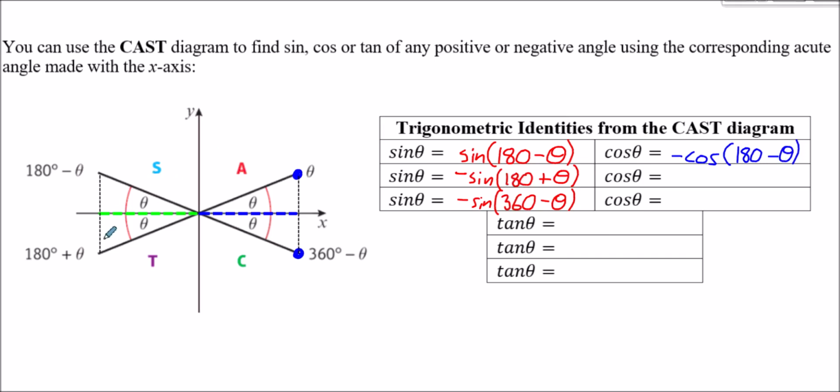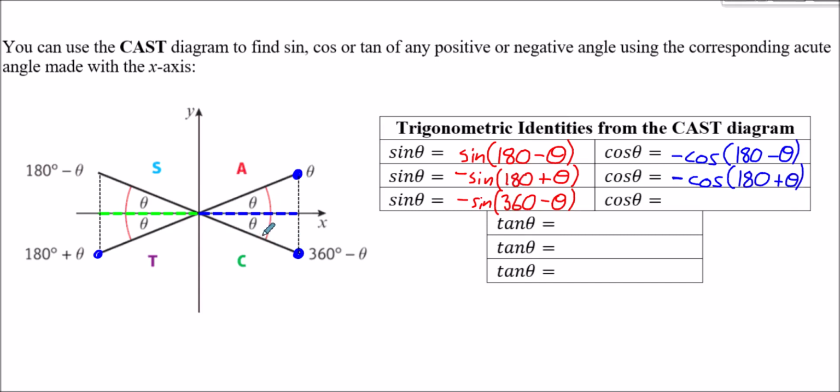In the same way, when we've got cos of 180 plus theta, this point here, which has an angle of 180 plus theta, measured anti-clockwise from the positive x-axis, we can see here that this point would also have a negative x-coordinate. For that reason, cos 180 plus theta will be negative.